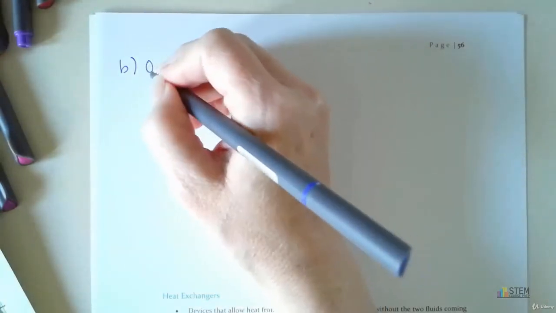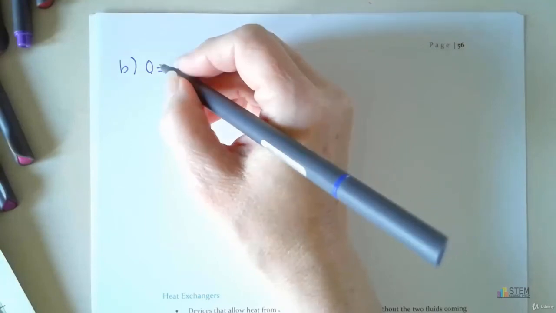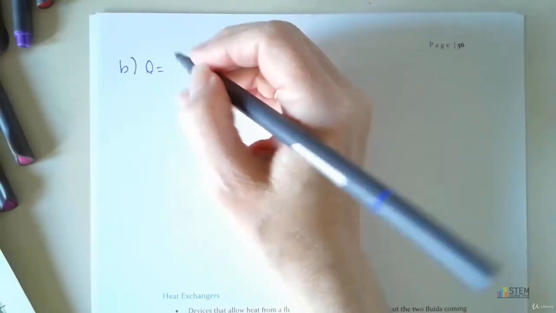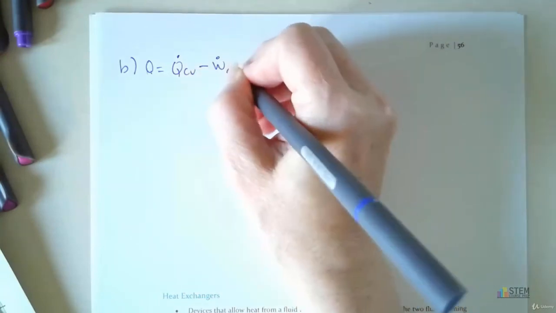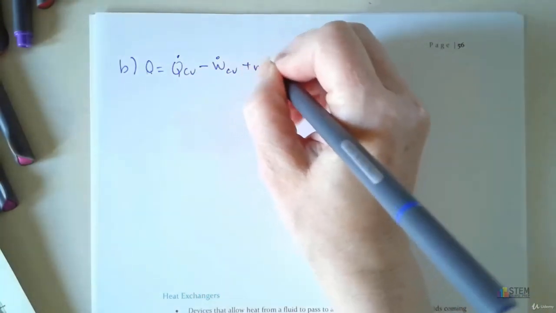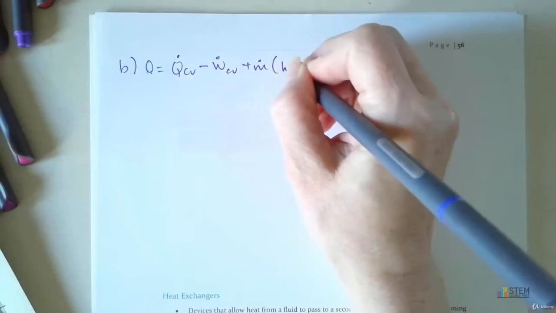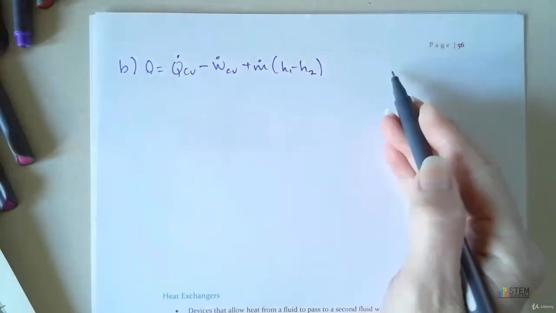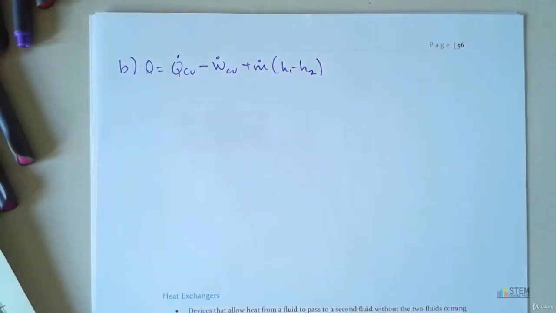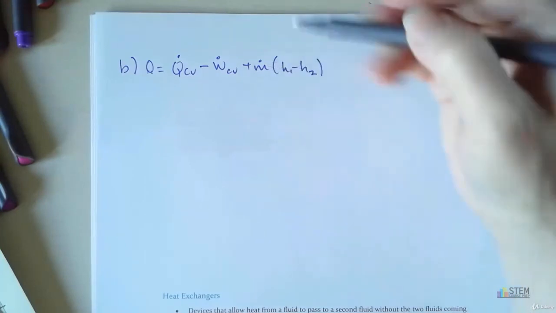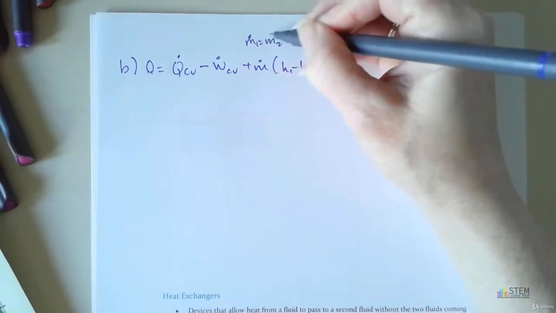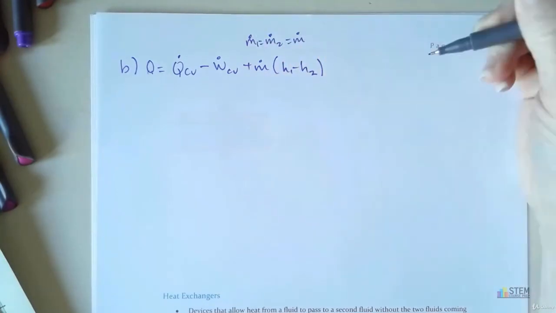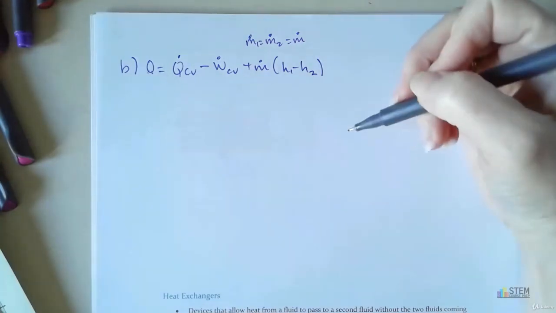It's steady state. So the time rate of change of total energy in your control volume is going to go to 0. We've got our Q dot term minus W dot plus M dot times H1 minus H2. I left off the kinetic and potential terms because it said to ignore those. Remember, M1 dot equals M2 dot. Both of those will equal M dot. This leaves this equation.